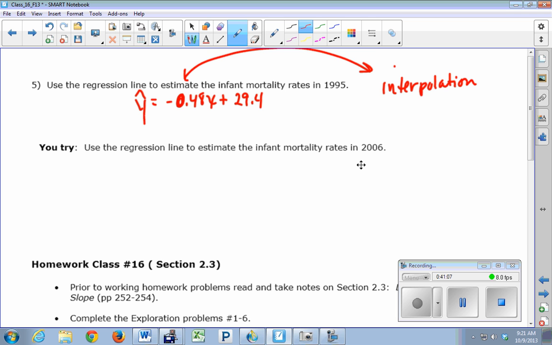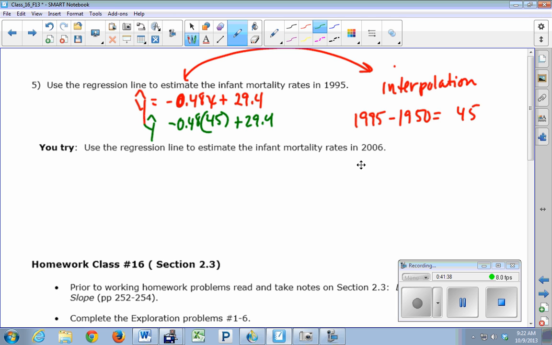Okay, so what do I put in here for X now? I forgot how we do this. 1995 minus 1950, because that's going to give me the number of years from 1950, which is going to be a positive 45. So that's my X value. So where I see X, I'm going to put 45, multiply it by 0.48, and add 29.4 to it.